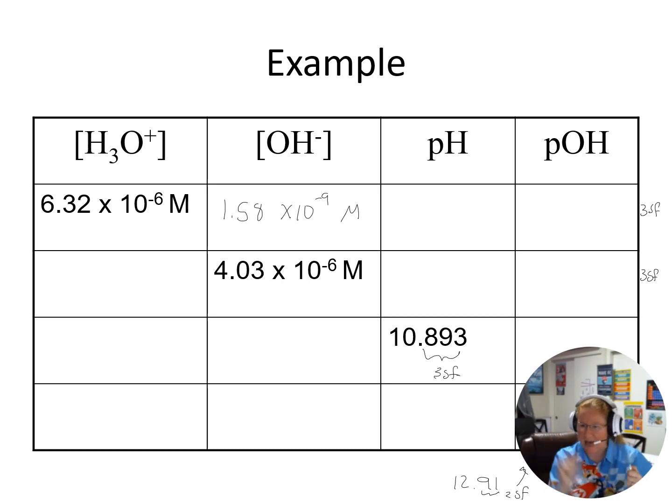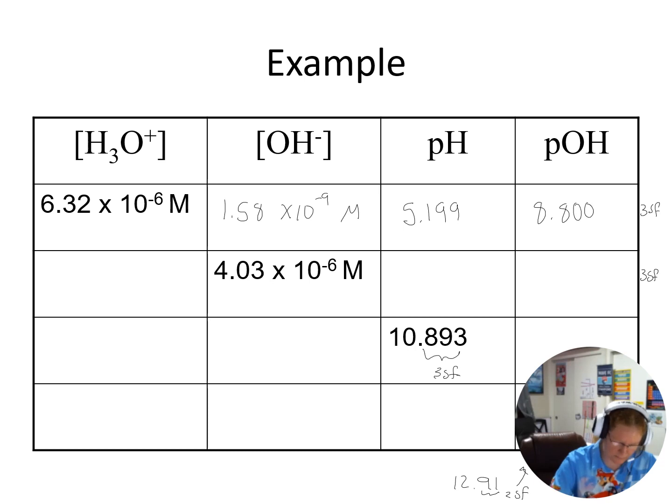That very last digit, if you're off by 1, is just a matter of rounding how you go around, especially if you use the Kw division. Sometimes if you round that off before moving on to the next step, you end up with just a tiny little difference. Okay? All right, pH is 5.199, pOH 8.800.